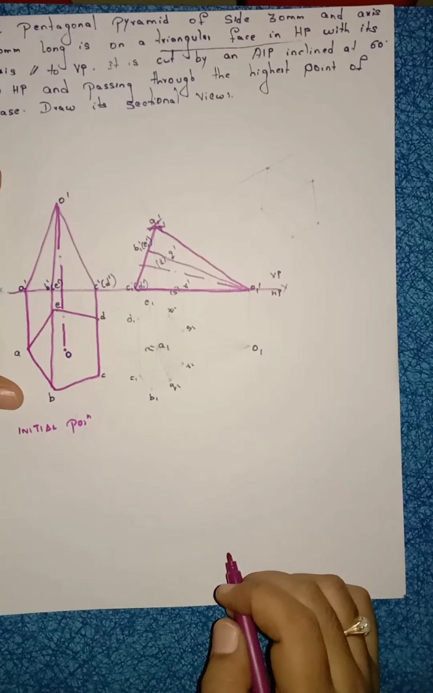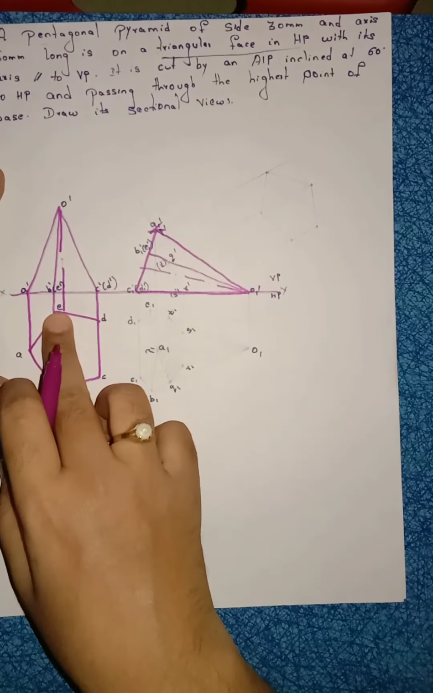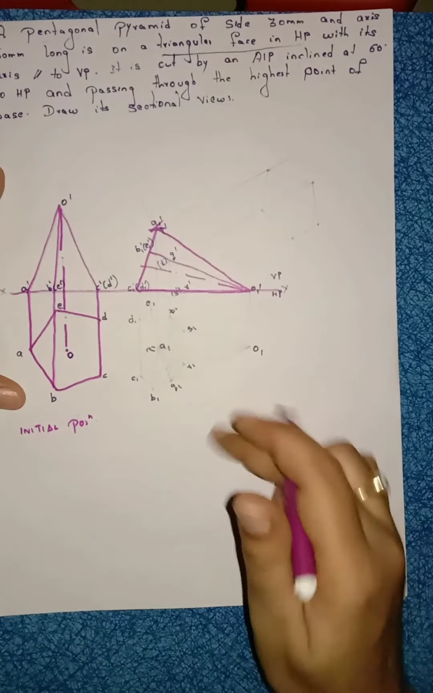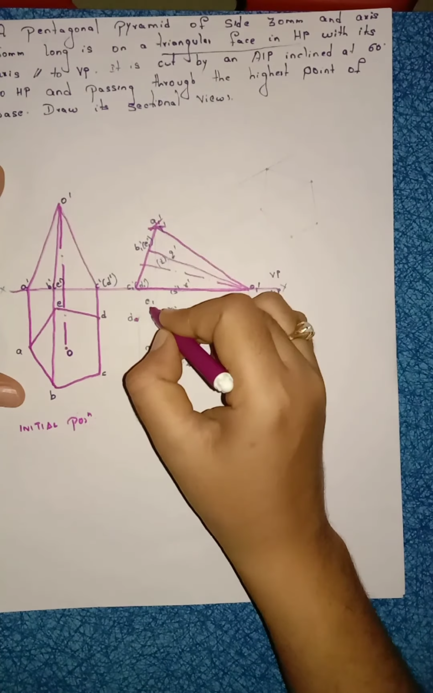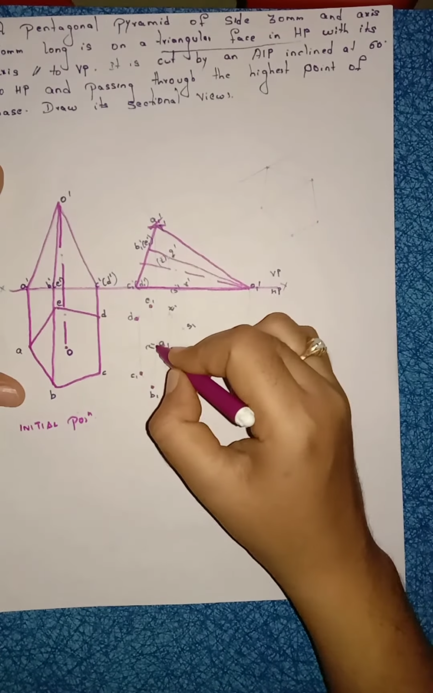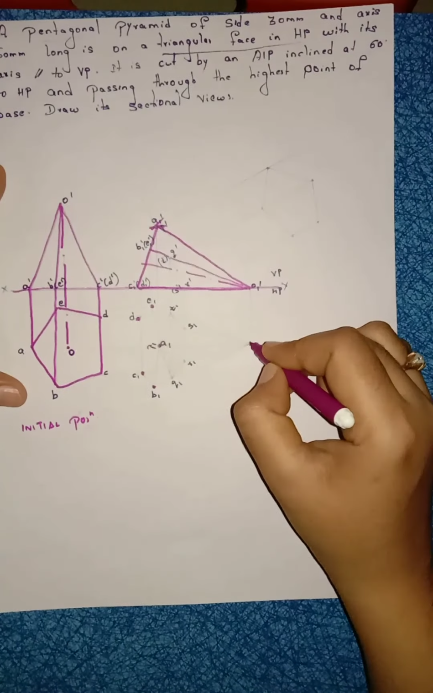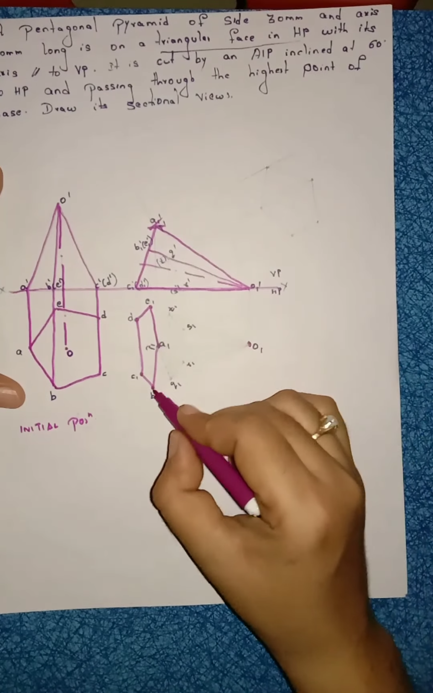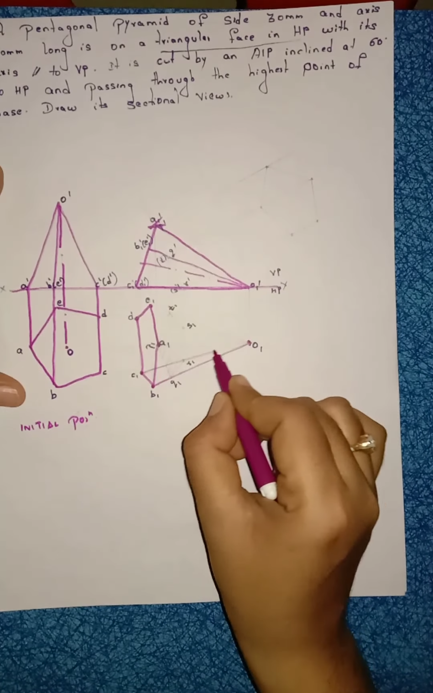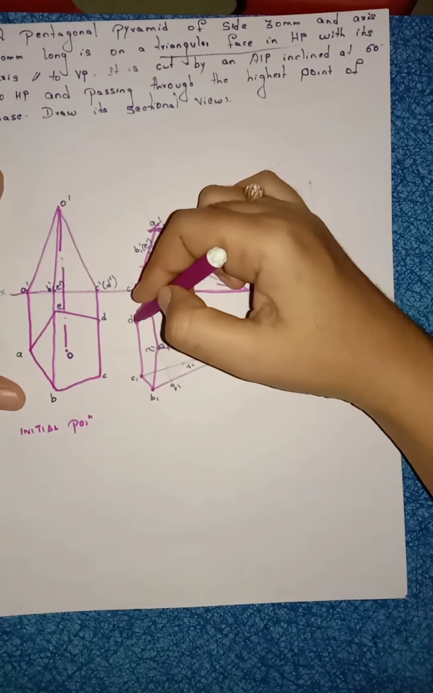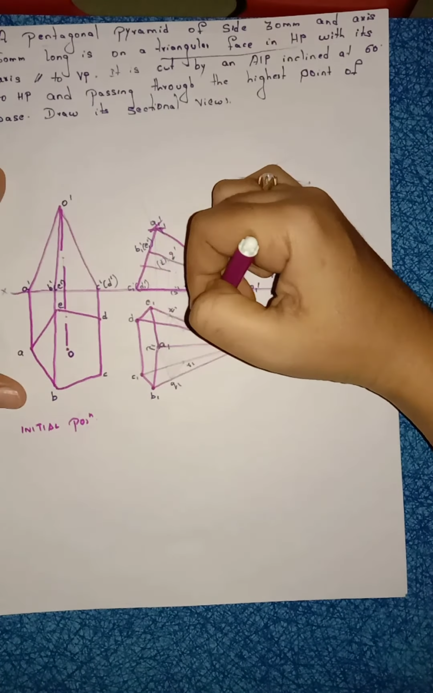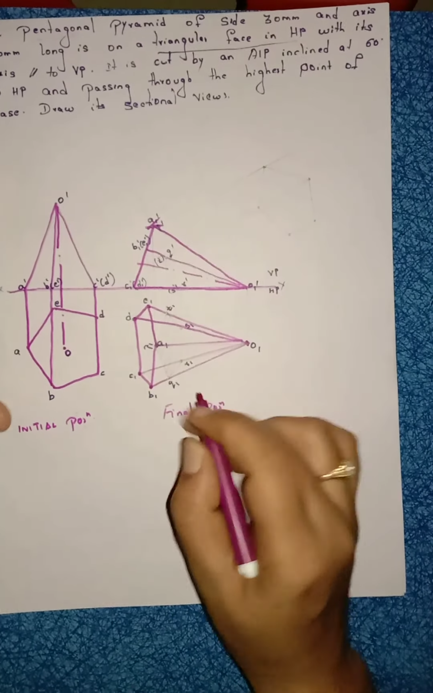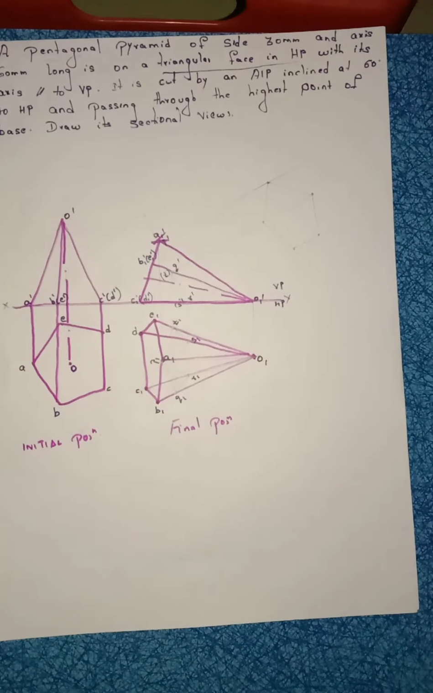Okay. Now you know this process: from E, from D, from A, from C, from D, you are drawing horizontal lines, from C to C, from D to D, E to E, B to B, A to A, O to O. Join this A, B, C, D, E. This point is O. Join O to B, O to C, O to A, O to D and O to E. This is your final position. You know how to draw this. Till here we solve these problems in projections of solids.